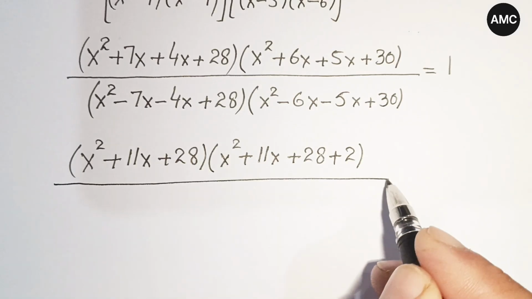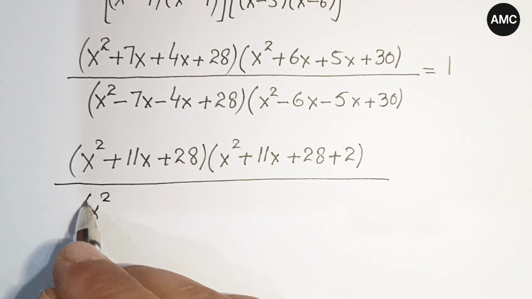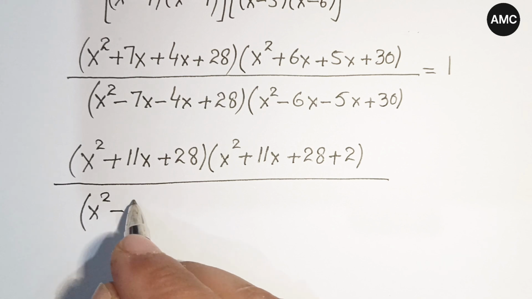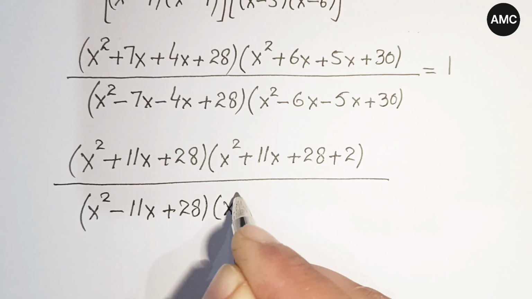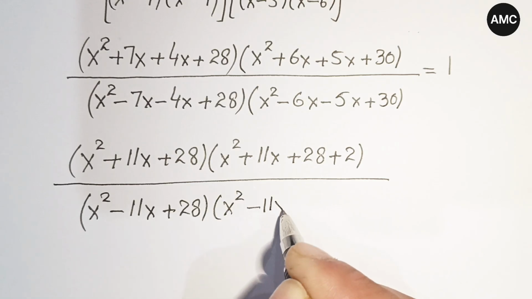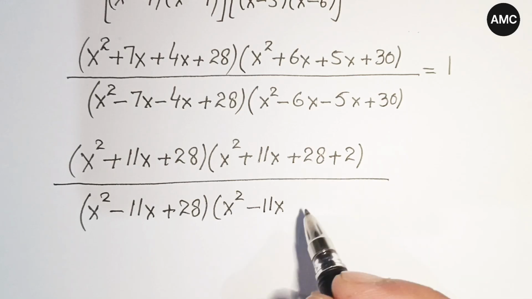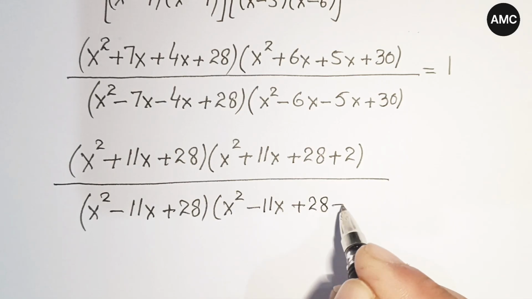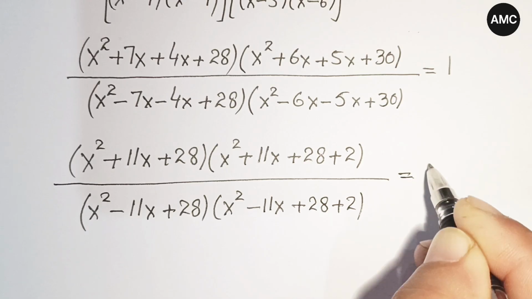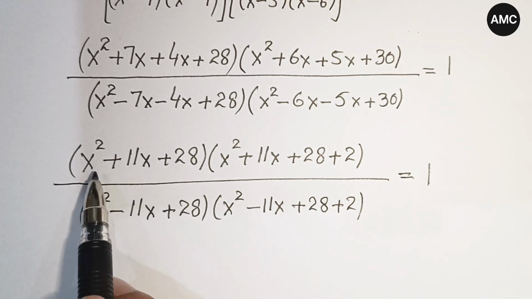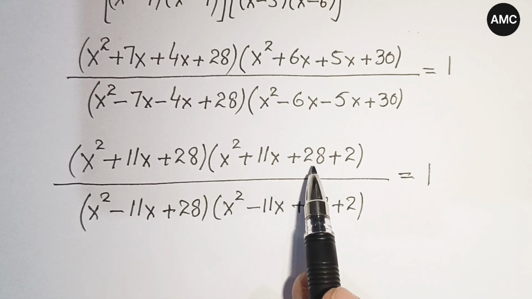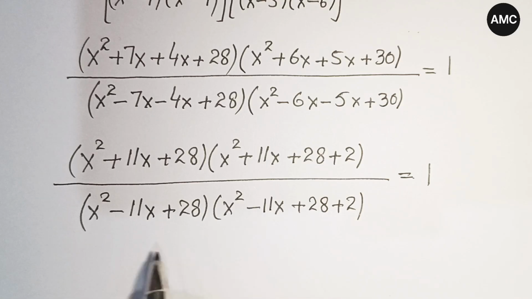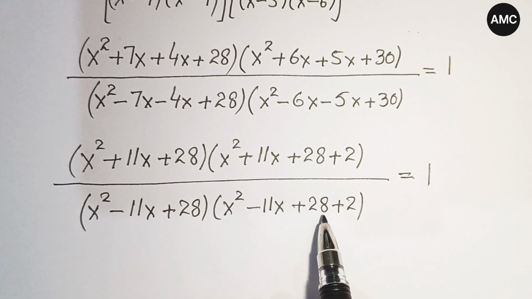So all over here x squared minus 7x minus 4x, we have minus 11x plus 28 times x squared minus 11x, and here we have plus 30, we can write like this, plus 28 plus 2, is equal to 1. Now we see that this term x squared plus 11x plus 28 and x squared plus 11x plus 28 is same, and similarly in the denominator x squared minus 11x plus 28 and this x squared minus 11x plus 28 are same.